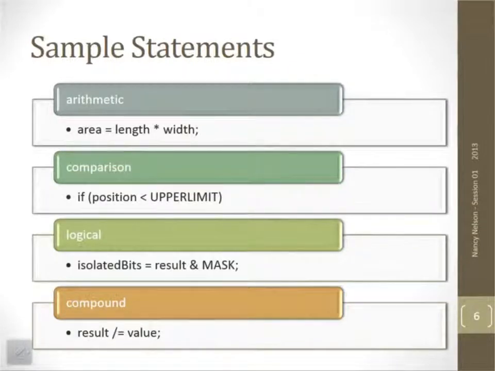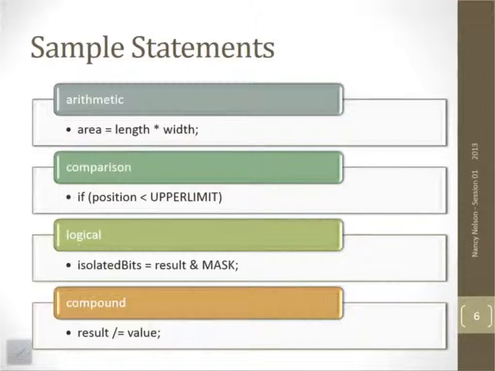So let's take a look at some sample statements. Let's start with the arithmetic one. We can see here we have a variable called length multiplied by a variable called width. The result of the right-hand side is assigned with our single equal sign to a variable called area. And it's made a statement by putting a semicolon at the end, which terminates it.